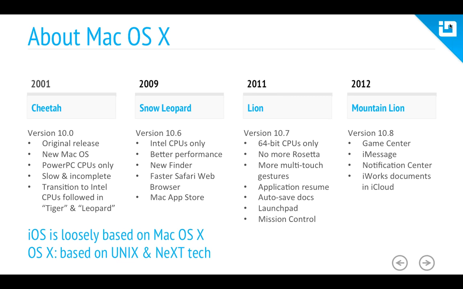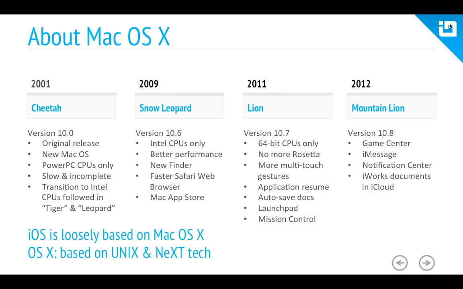Ever since, we've been seeing Mac OS X get incremental updates, 10.1, 10.2, where the X is the Roman numeral for 10. Version 10.0 was named Cheetah. That's when Apple started the trend of naming their operating system versions after big cats. The original release was in 2001, so it's already 12 years old, and that's when the new Mac OS was introduced. Back then, Macs only ran on PowerPC CPUs.